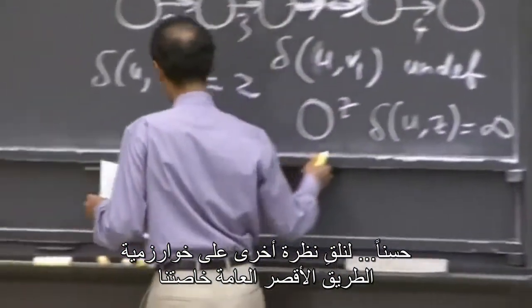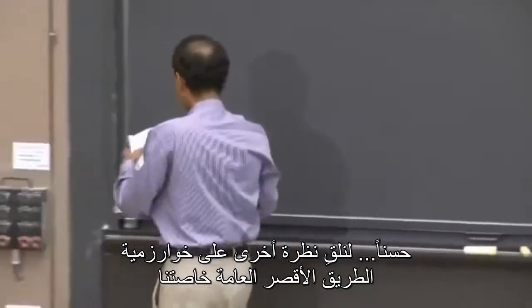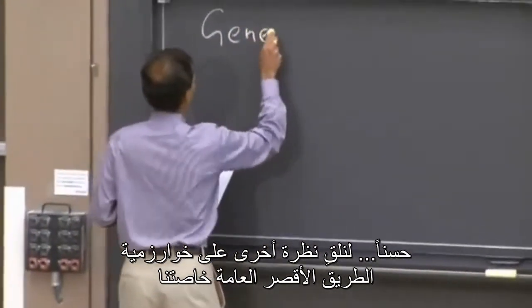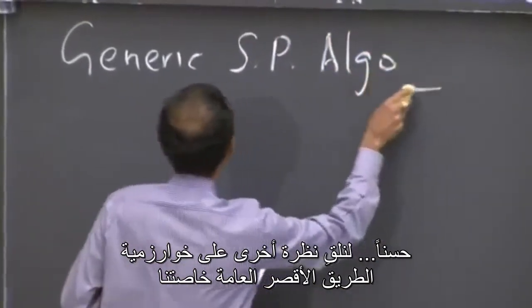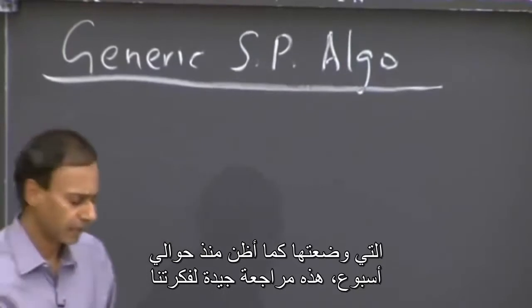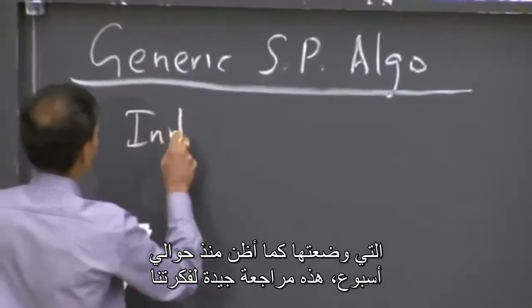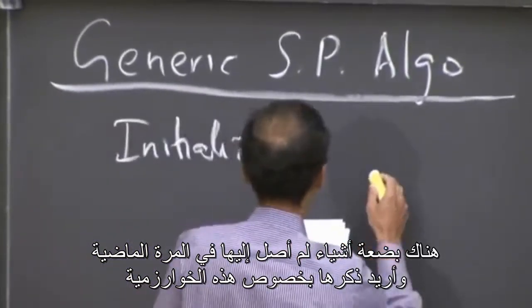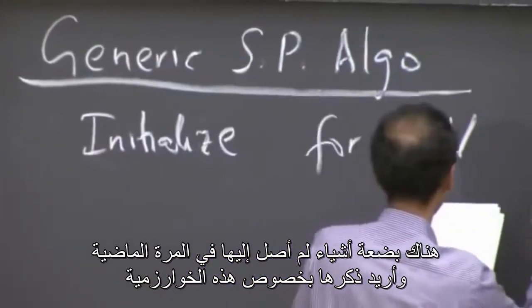So let's take a second look at our generic shortest path algorithm that I put up, I think, about a week ago. And this is a good review of our notation, but there are a couple of more things I want to say about this algorithm that I didn't get to last time.